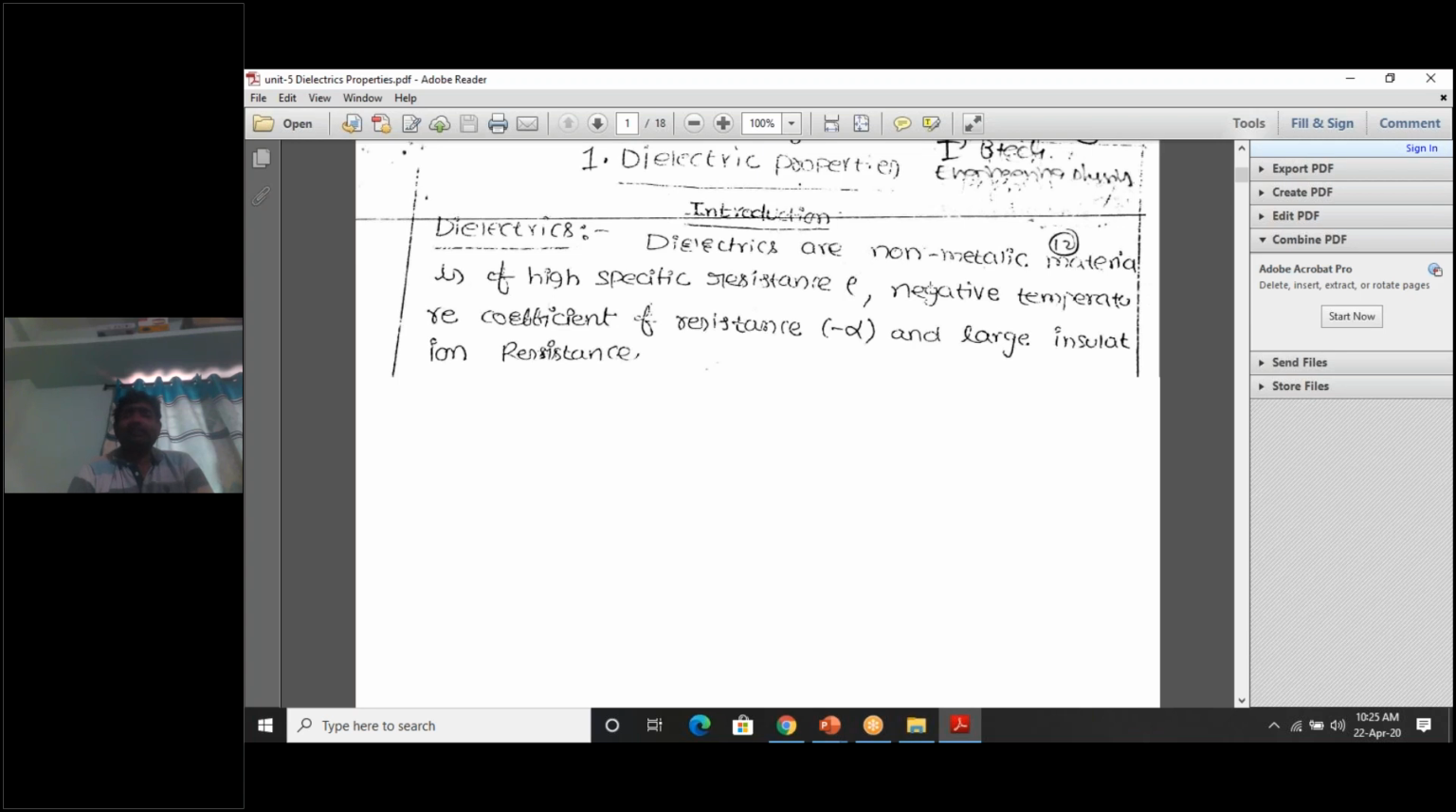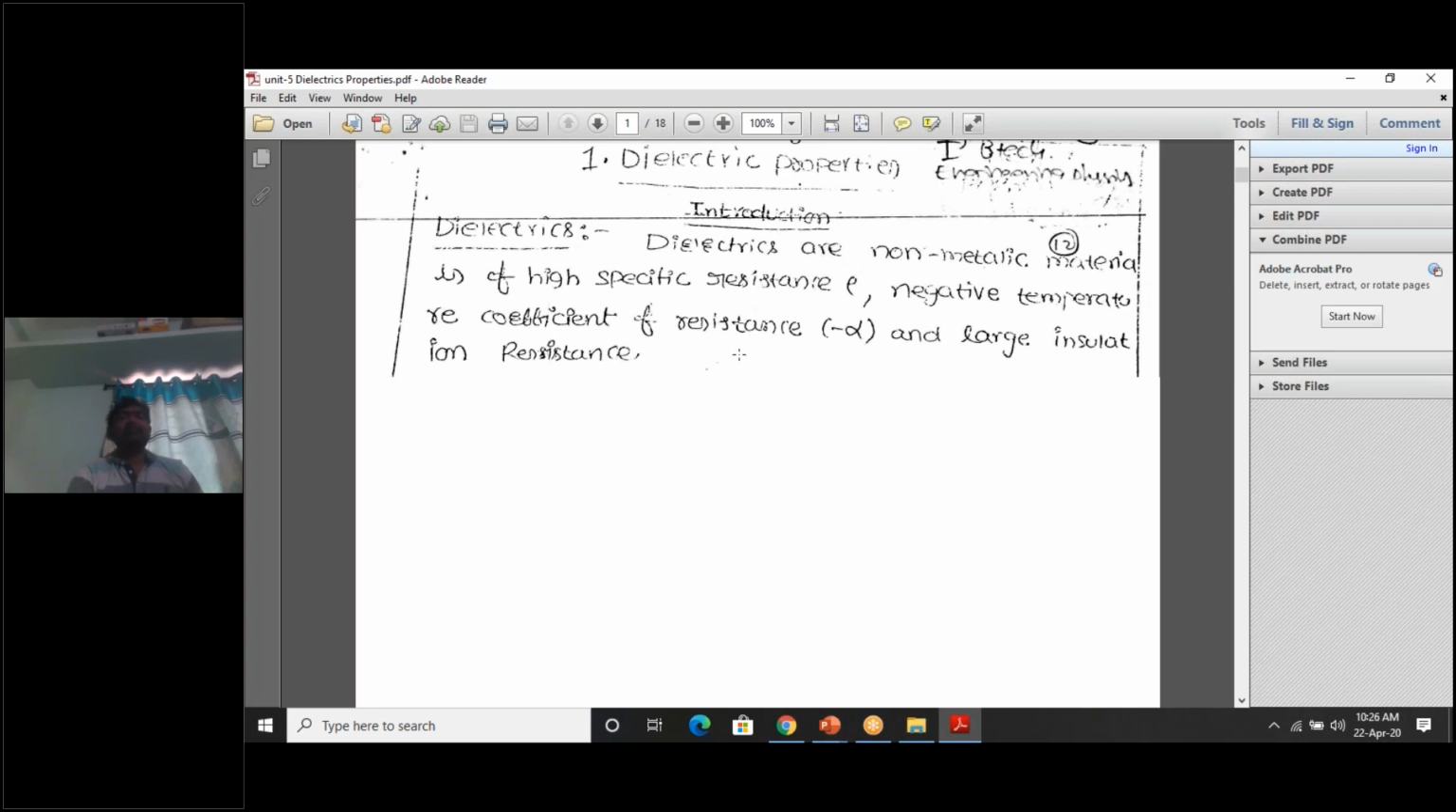And negative temperature coefficient of resistance. What does that mean? In conductors, as temperature increases, conductivity decreases. But in dielectrics, as temperature increases, conductivity slowly and minutely increases. This is called a negative temperature coefficient of resistance, minus alpha. Minus alpha means negative; the temperature coefficient of resistance is represented with alpha.